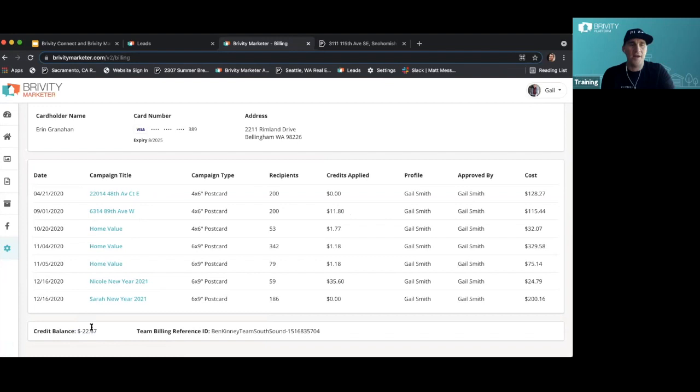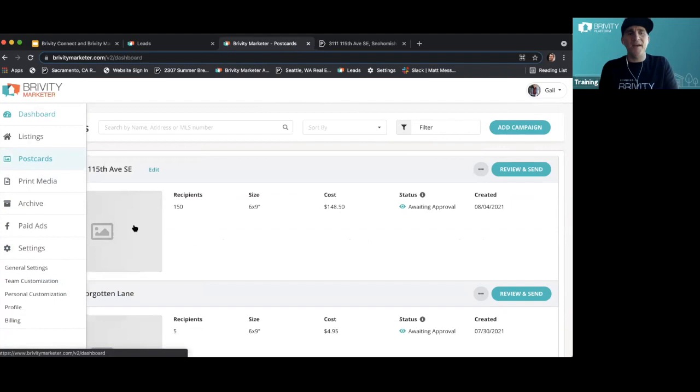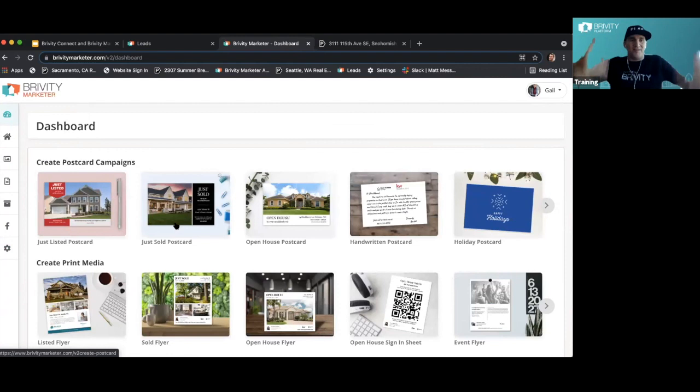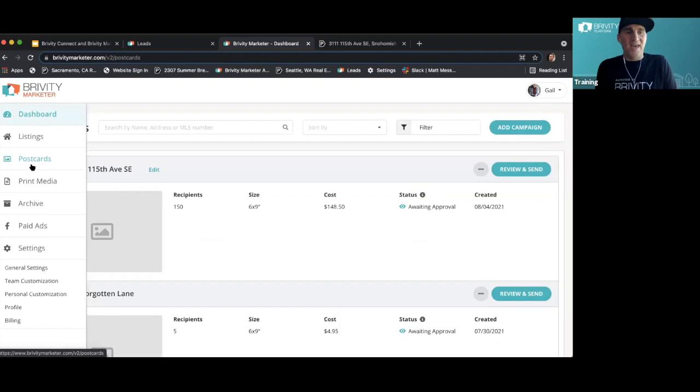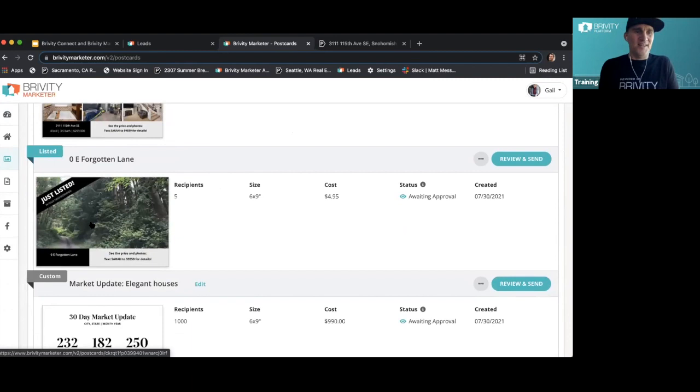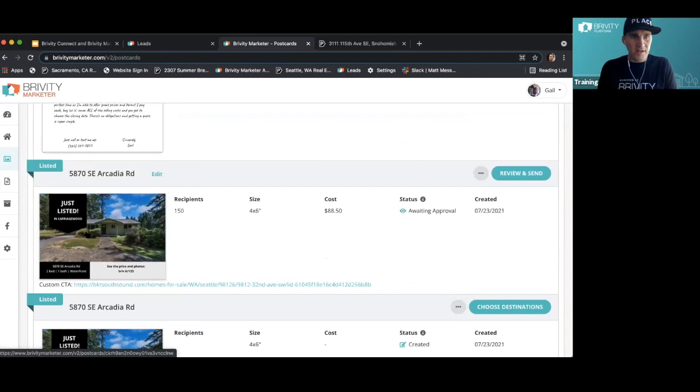So we can do these postcard campaigns on either just listed or just solds. In fact, if you get your MLS number in here during the setup process, your agent ID, we are automatically pulling anytime you list a new property or anytime one of your properties moves to sold in the MLS, we will set up a campaign that's just waiting back here. Like Gail, she's probably not going to send a campaign on this piece of land that she just listed, right? But we created the campaign. It's waiting back here for her to send, right? When she listed this one back on 7/23, it was waiting back here for her to send.